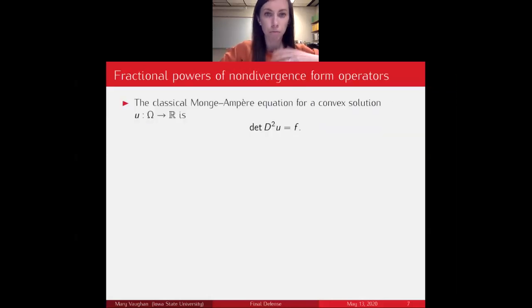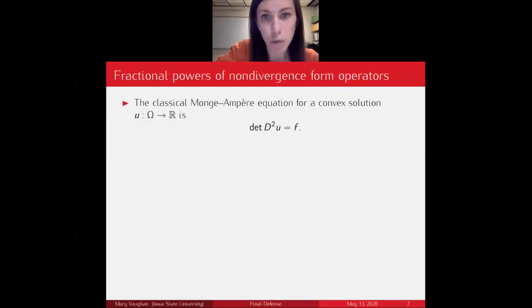Another example, other than the fractional Laplacian, are fractional powers of non-divergence form operators, which we will be studying in this dissertation. So first, I'm going to talk about the usual Monge-Ampere equation.